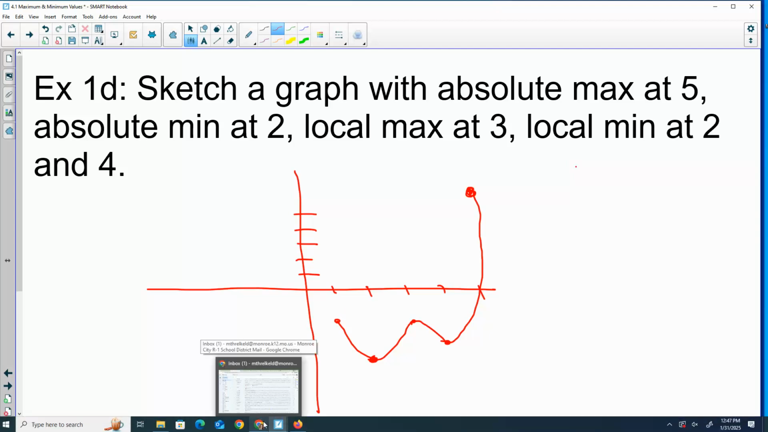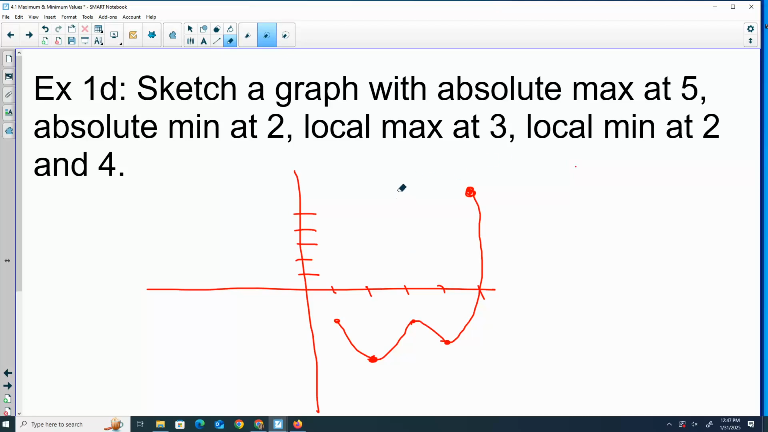Now, is this the only such graph? Absolutely not. This is just a graph. Is the point on the endpoint on the left relevant? No, it doesn't matter what it is, just as long as it's not higher than the max or lower than the min.